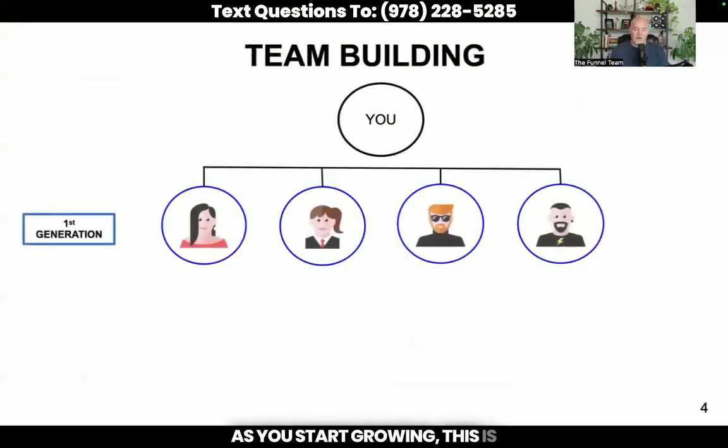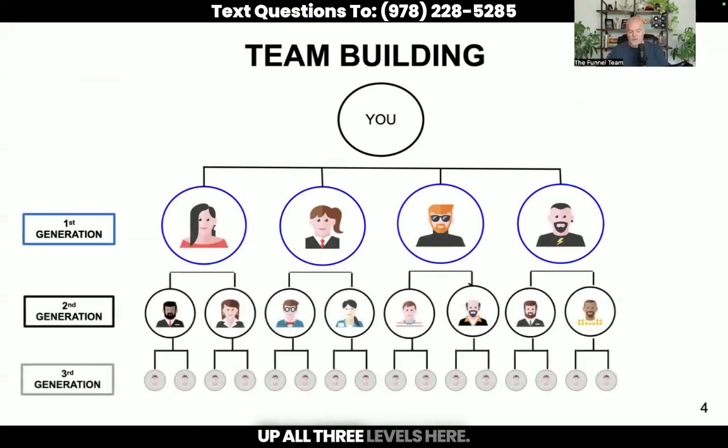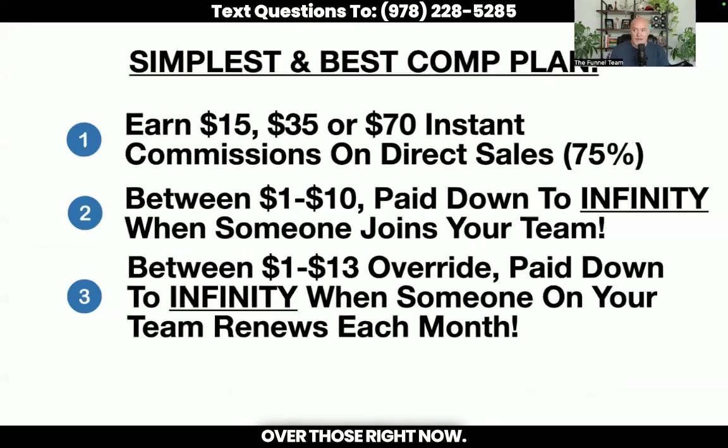As you start growing, this is laid out pretty simple for you here. I'm going to open up all three levels here. And by the way, these levels go down through infinity, but how myEcon basically categorizes your levels is just your first generation. Those are the people that you personally sponsor. Your second generation is the people that your first generation sponsors. And then that cascades on down again through infinity based on what rank you are at. And I'm going to go over those right now, okay?